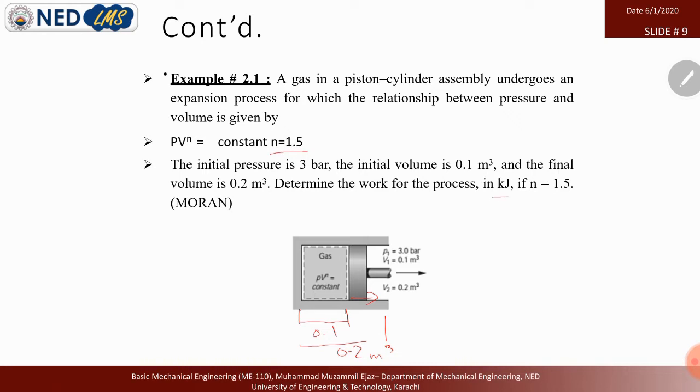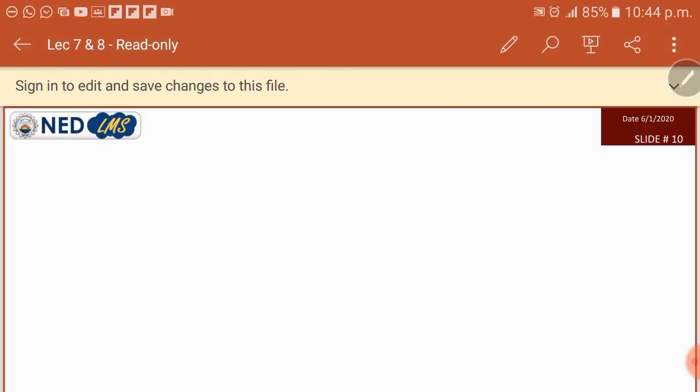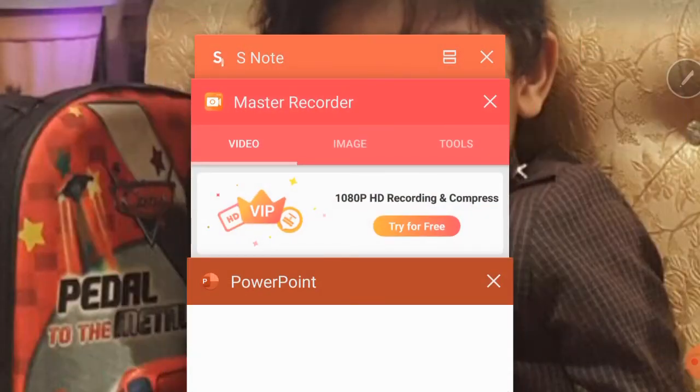So we have to find it in kilojoules, so we need to put the pressure in kilopascal, so we already get the answer in kilojoules, if n is equal to 1.5, as already shared in the previous point. So now we are going to solve this numerical in OneNote.